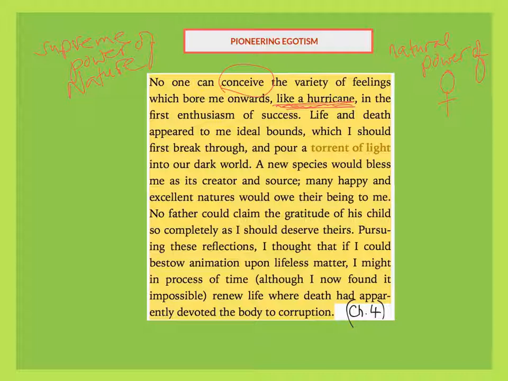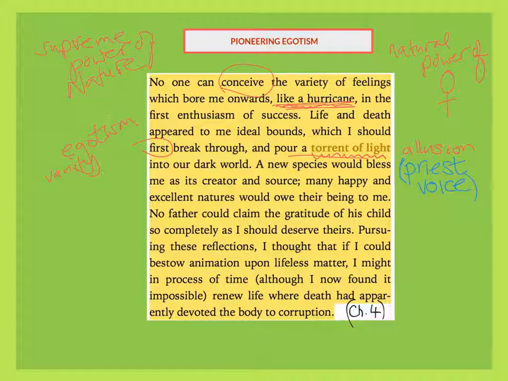Life and death appeared to me ideal bounds, which I should first break through. There's your pioneer again, okay? I am the first to do it. No one has done this before. I am Victor Frankenstein. Give me glory, give me glory, give me glory. Then we have here, and pour a torrent of light into our dark world. Some people read that as an allusion towards the book of Genesis in the Christian faith. Genesis 1, chapter 3: and God said, let there be light, and there was light. So, playing God again, there he is, but also your nod towards Prometheus.